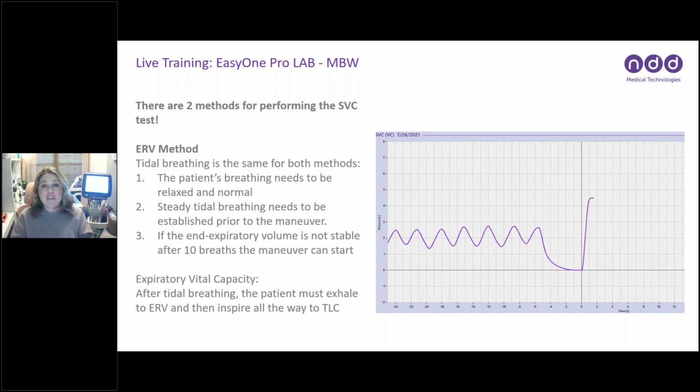And again, neither method is incorrect. You might have some patients where you need to see which method they get the best values or the best effort from. Again, as an asthmatic, I do find the ERV method much easier to get all the way down below my baseline to that ERV number versus doing it the opposite way.